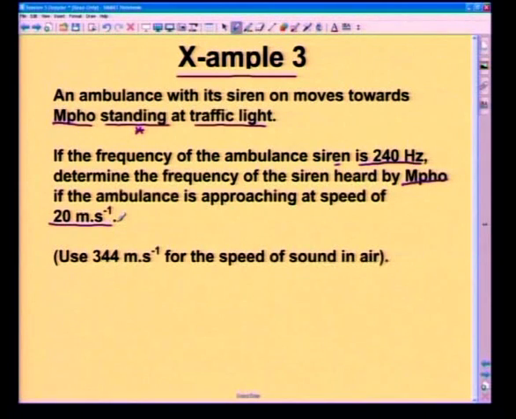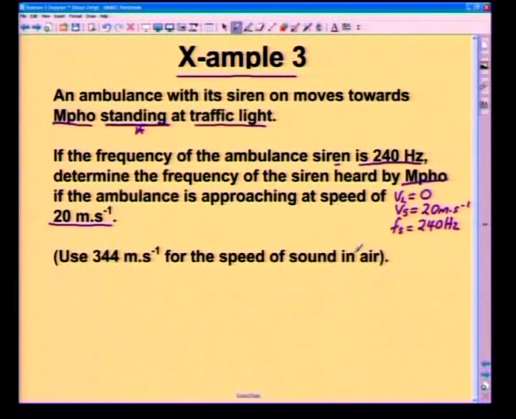Now let's write down all that is given to us. Here, that word there tells us something about Mpo. It tells us that the velocity of the listener is 0. Mpo is standing, is stationary. But we are also told that the velocity of the source as the ambulance moves towards Mpo is 20 meters per second. We are also told that the frequency of the source is 240 hertz.